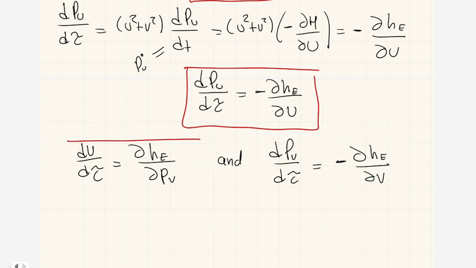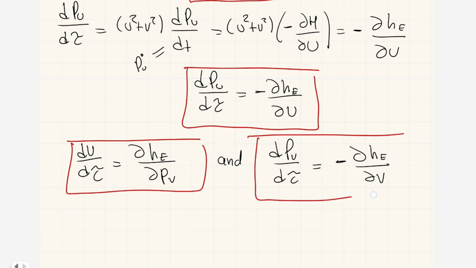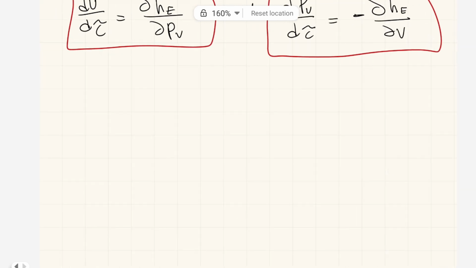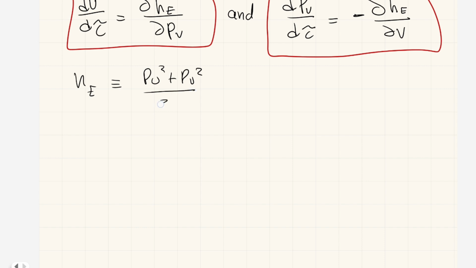Perfect. So here we have the complete four Hamilton equations for this new Hamiltonian. Okay, perfect. Very important result by now. So we are going to recall the definition of H_E, which is (p_u² + p_v²) divided by 2m minus e times (u² + b²).